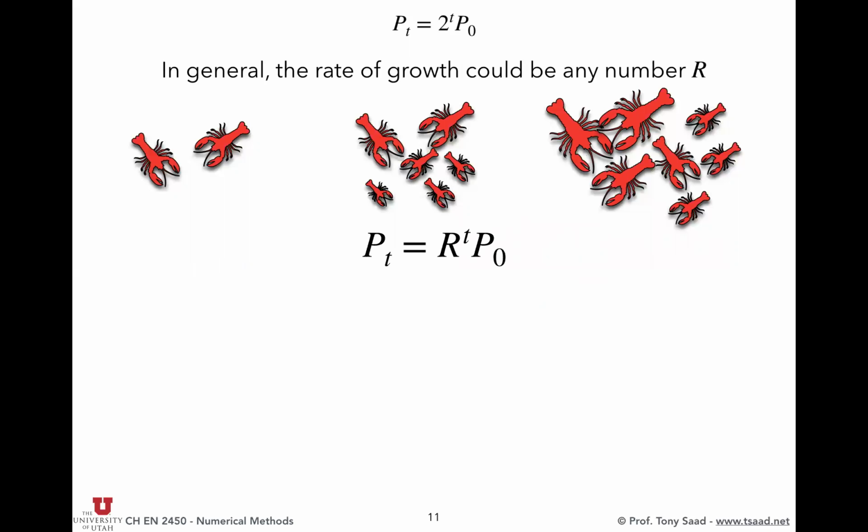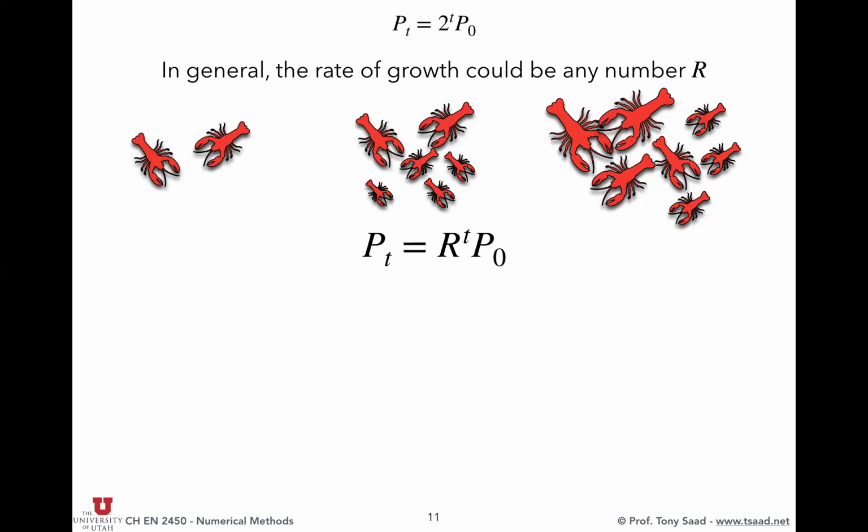So in general, we can say a population that has a growth rate R, after t days have passed, that population is equal to R to the power t times P0. P0 is the initial population. Okay, agreed? Does anyone disagree with this? Okay, good. No disagreements.